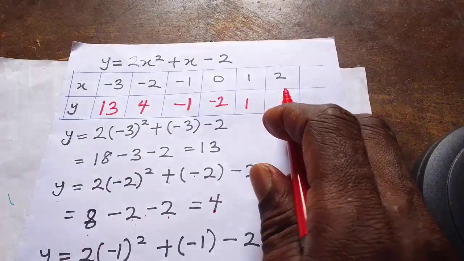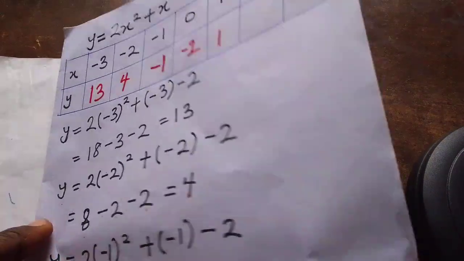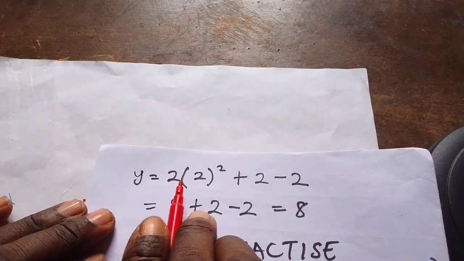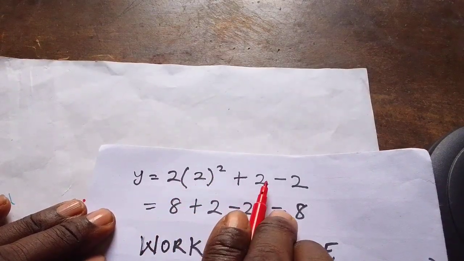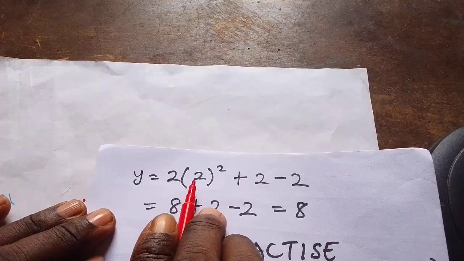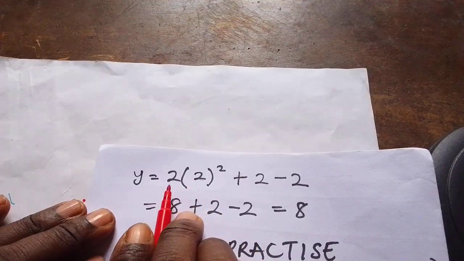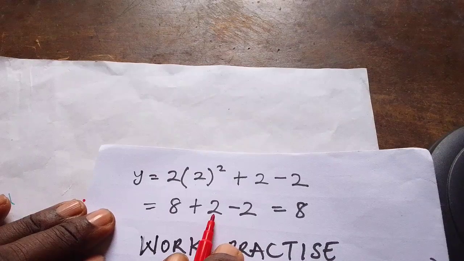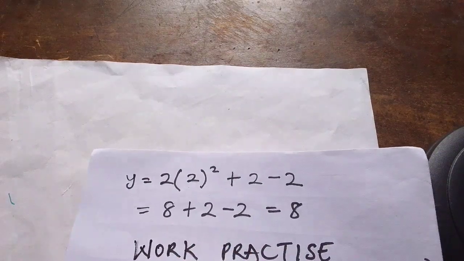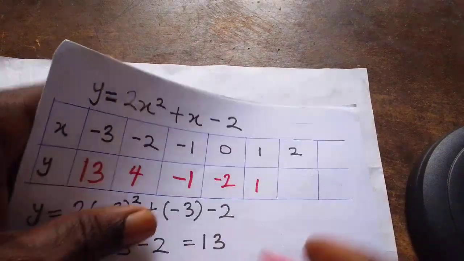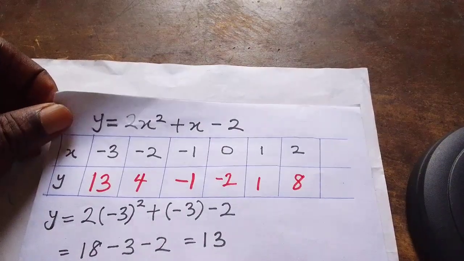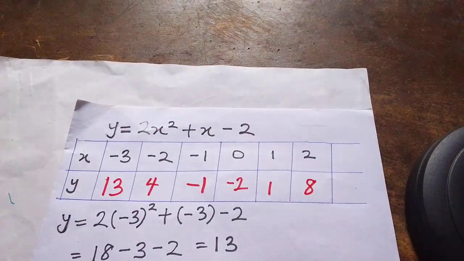Then when x is 2, what will be the value for y? You are going to substitute here 2 into bracket 2 squared plus 2 minus 2. 2 squared is 4. 4 times 2 is 8. Plus 2 minus 2. 8 plus 2 is 10. 10 minus 2 will give us 8. So when x is 2, y is 8. So now we've been able to do the table.